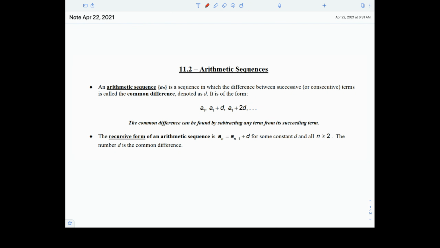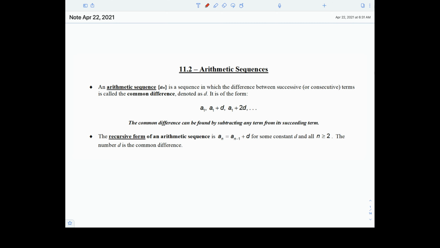All right, PreCal, today we're going to be talking about arithmetic sequences. An arithmetic sequence, a sub n, is a sequence in which the difference between successive or consecutive terms is called the common difference, denoted as d. It is often of the form a sub 1, a sub 1 plus d, a sub 1 plus 2d, etc. Okay, so what does this mean?